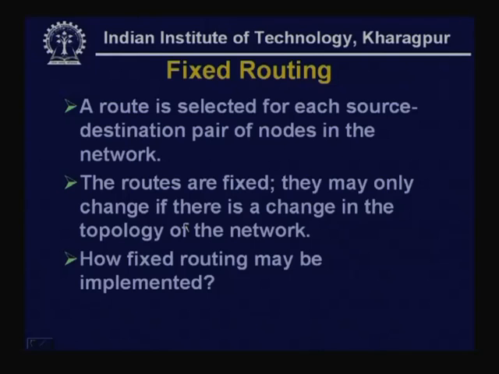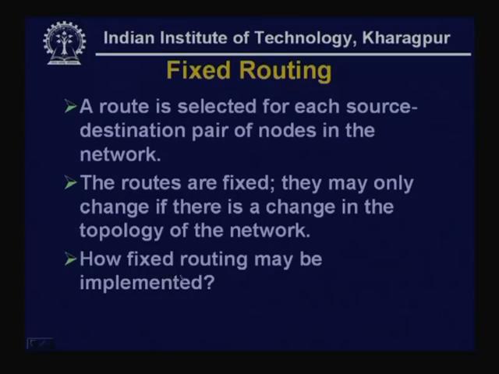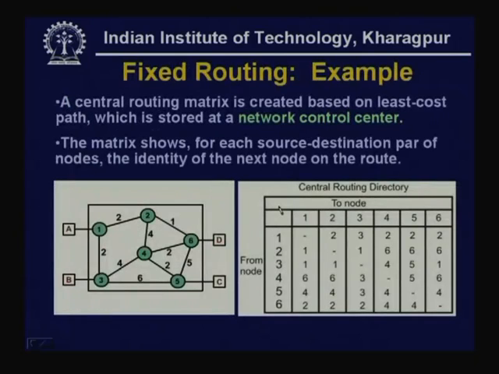In fixed routing, a route is selected for each source destination pair of nodes in the network. The routes are fixed, they may only change if there is a change in the topology of the network. That means, for a given topology of the network, the routing is fixed. It changes only when there is a change in the topology, otherwise it remains the same. And the question arises, how may fixed routing be implemented? There are several alternatives, let us see how it can be done.